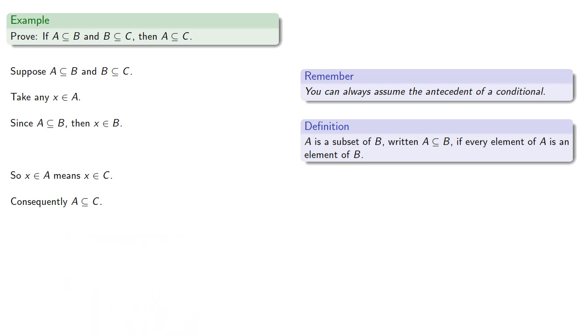But again, we know that B is a subset of C. So since B is a subset, then anything in B is also in C. And so X is also in C. And that completes our proof.